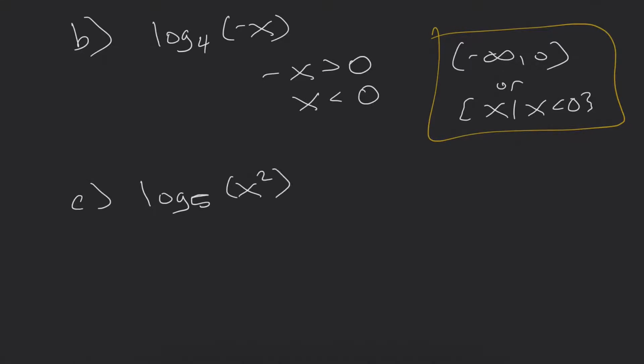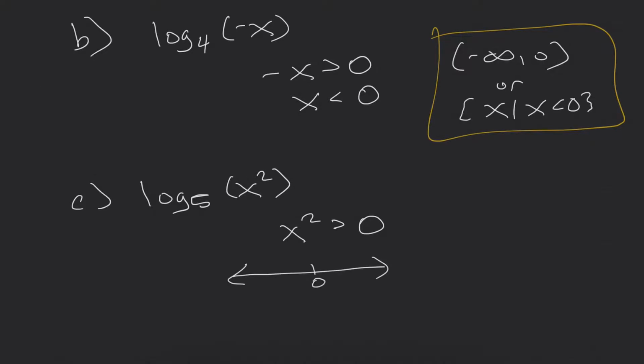Let's do log, whatever, base 5 of x squared. So on the inside of the logarithm, we have an x squared, and I should point out too that the base doesn't matter. In any logarithm you have, you can't plug in negative numbers, you can't plug in 0. So here we're plugging in x squared. X squared is greater than 0.